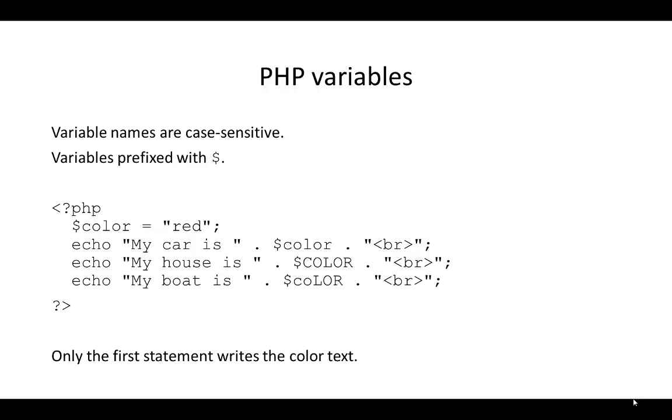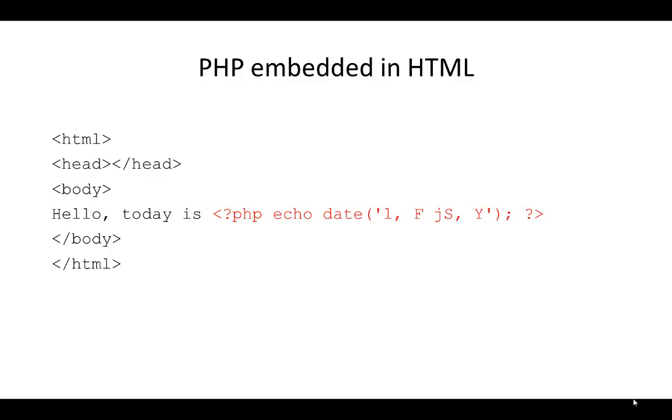Then we can say echo my house is dot. Note this is capital Color. Variable names are case sensitive, so this would just say my house is, and then it would have a carriage return probably, because this variable is nothing, so that would just return nothing. And my boat is, again, nothing. Variables are case sensitive and prefixed with a dollar sign.